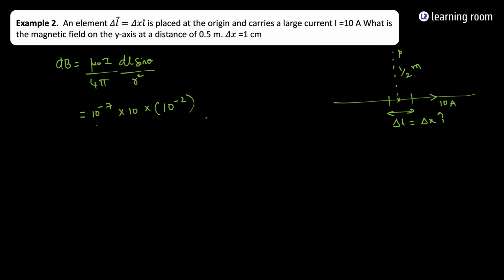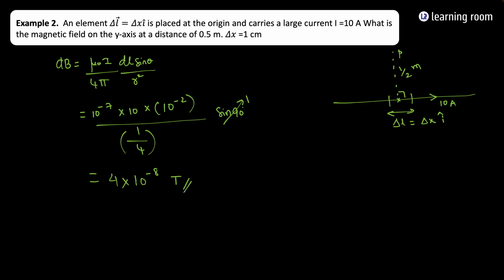10 power minus 2, the whole divided by, what is going to be the value of r square? R is the distance from the current carrying conductor to the point. How much is r? Half. So it will become 1 by 4 into what is the value of sine theta? Angle between both is 90. So it is going to be sine 90. So this will be 1, right? So 4 will go to the numerator. 4 into 10 power minus 7 into 10 power minus 2 is 10 power minus 9. 10 power minus 9 into 10 is going to be 10 power minus 8 Tesla. So it is going to be 4 into 10 power minus 8 Tesla.